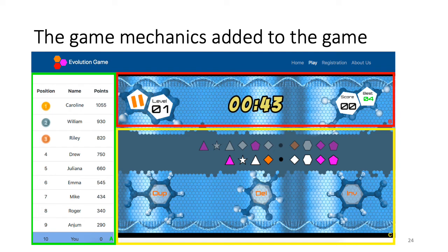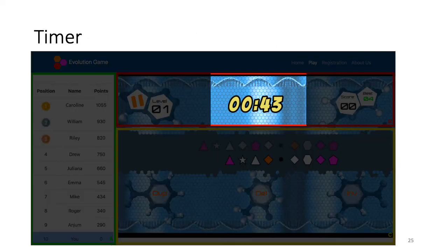In this study, we added three common commercial game mechanics: timer, top score, and leaderboard. In each level, the player had a limited amount of time to solve the puzzle, transforming the mutable row into the target row. If the time ended, the player needed to restart the level.